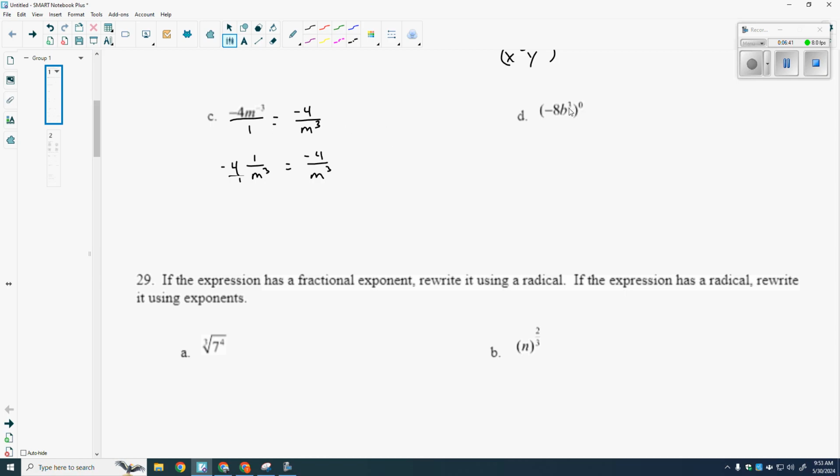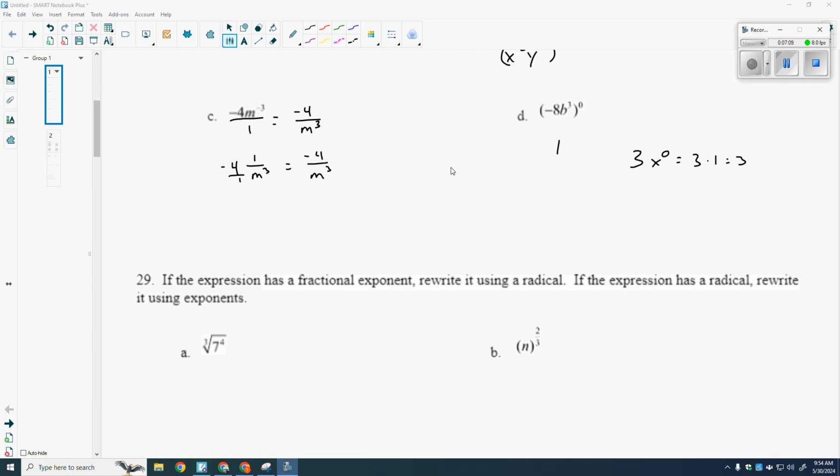Okay, anything raised to the 0 power is 1. That whole entire term is being raised to the 0 power, so my final answer is just 1. Had I had something like 3x to the 0 power, the 0 only applies to the x, and this would have been 3 times 1. But since the parentheses are there, the whole thing gets raised to the 0 power, and so it's 1.